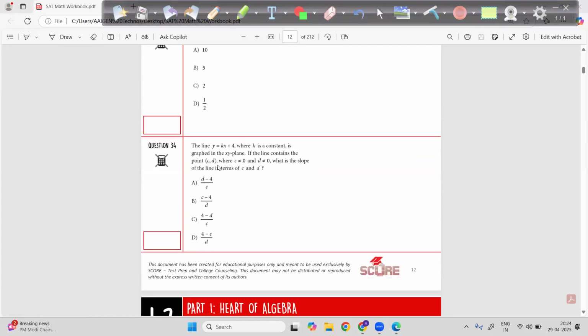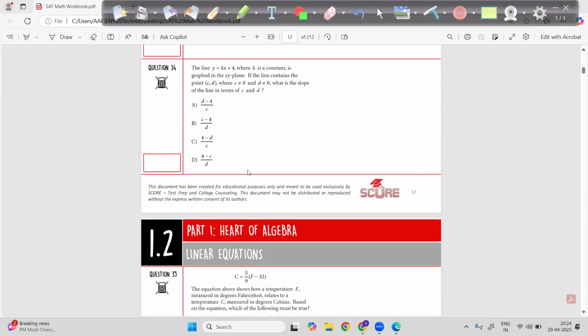Y is equal to kx plus 4. They're telling that (c, d) is a solution. So you just need to plug in x equal to c, y equal to d. Then they're asking you to express c in terms of d.